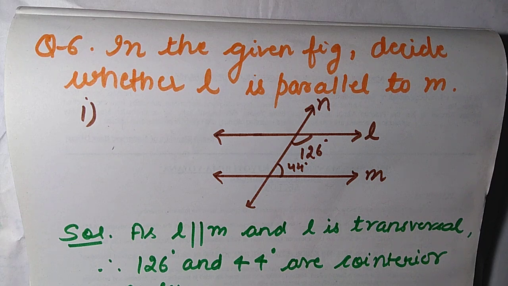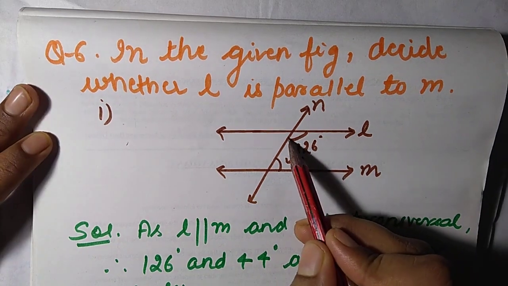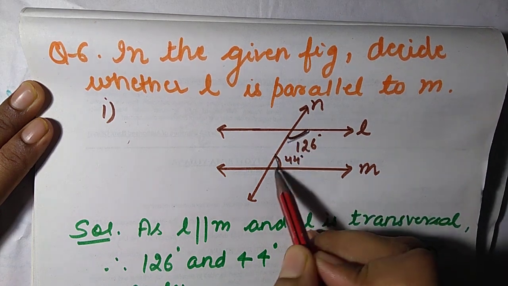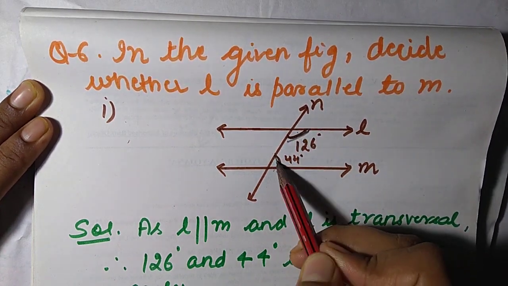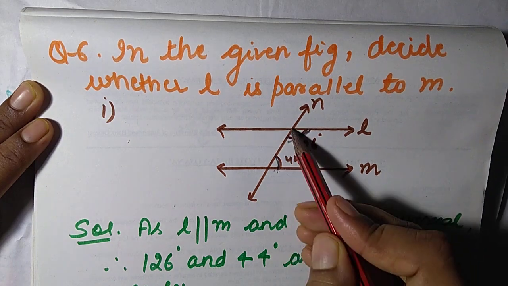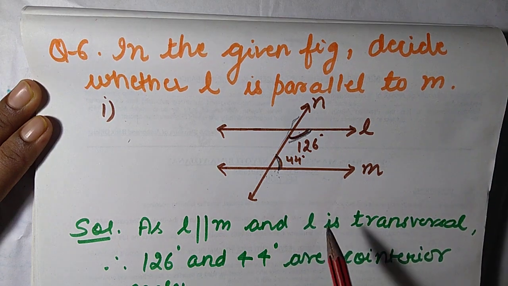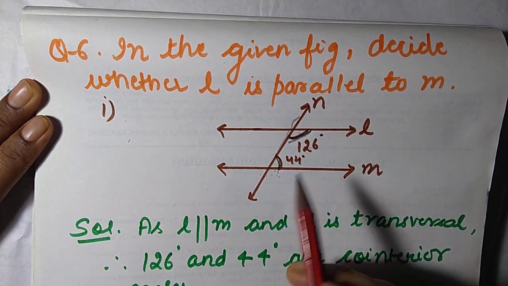So which are co-interior angles? Co-interior, as the name suggests, they must be together and interior angles. Together means on the same side of the transversal, and they must be interior angles. Here is the diagram given. I can find that these angles, 126 and 44, are co-interior angles because they are inside the lines, in between the lines and on one side of the transversal. So they are co-interior. I will check the sum of these 2 angles.